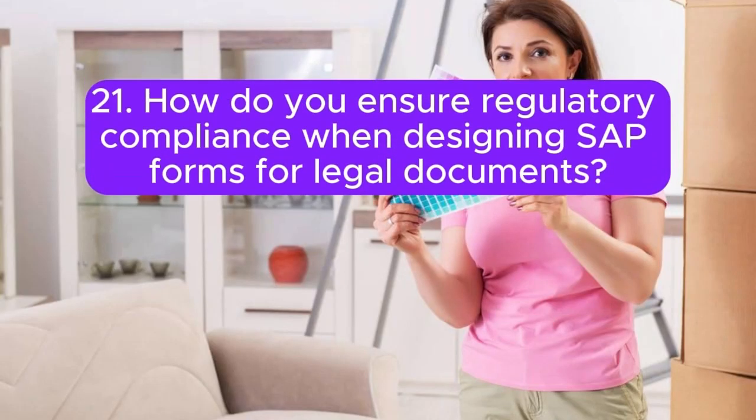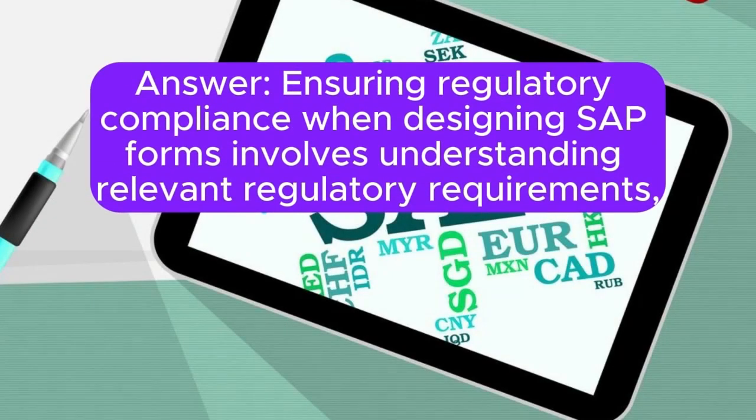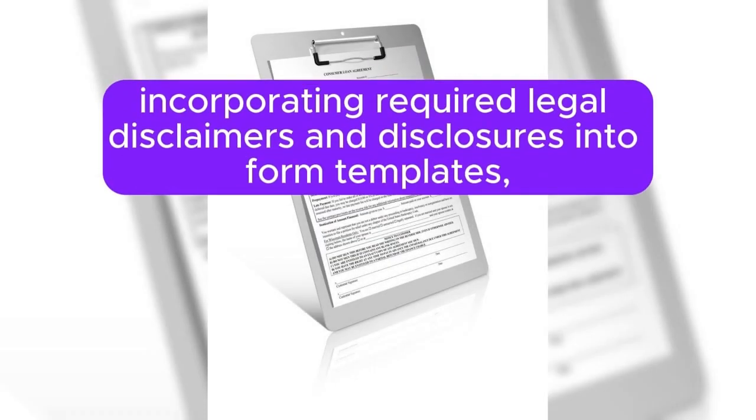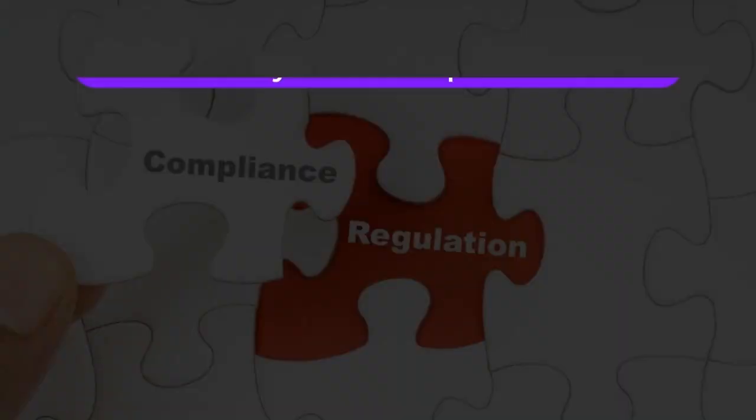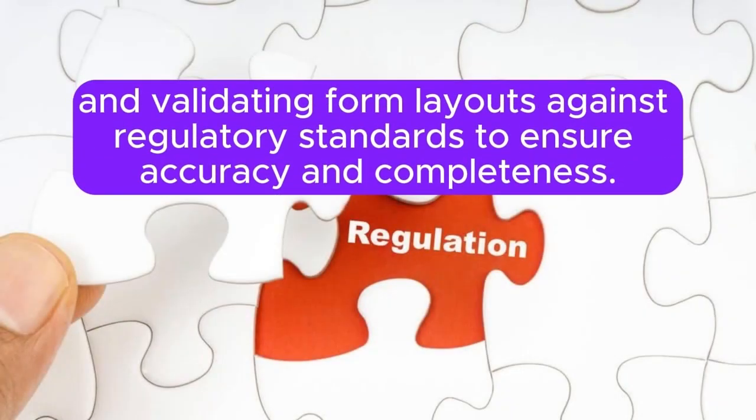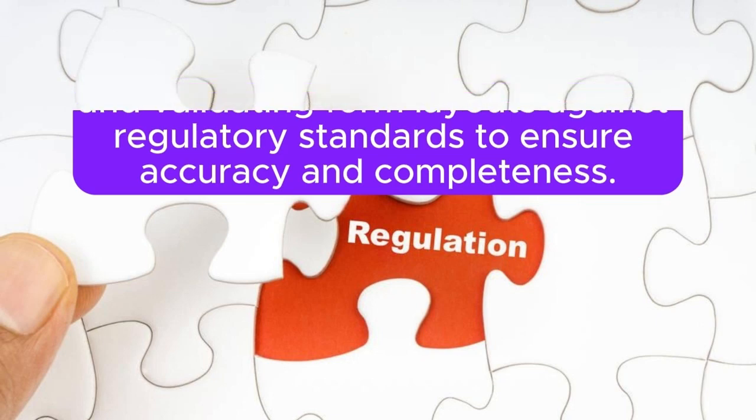21. How do you ensure regulatory compliance when designing SAP forms for legal documents? Answer: Ensuring regulatory compliance when designing SAP forms involves understanding relevant regulatory requirements, incorporating required legal disclaimers and disclosures into form templates, and validating form layouts against regulatory standards to ensure accuracy and completeness.